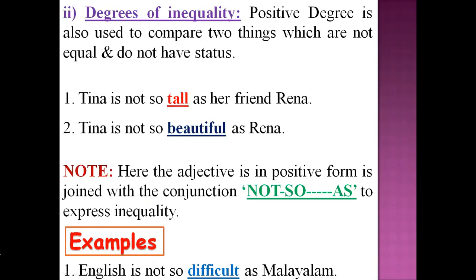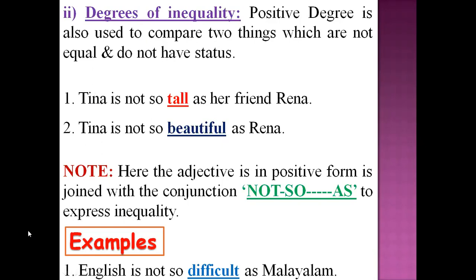Degrees of inequality. Positive degree is also used to compare two things which are not equal and do not have equal status, just the opposite of equality, called inequality. Example: Tina is not so tall as her friend Veena. Tina is not so beautiful as Veena.